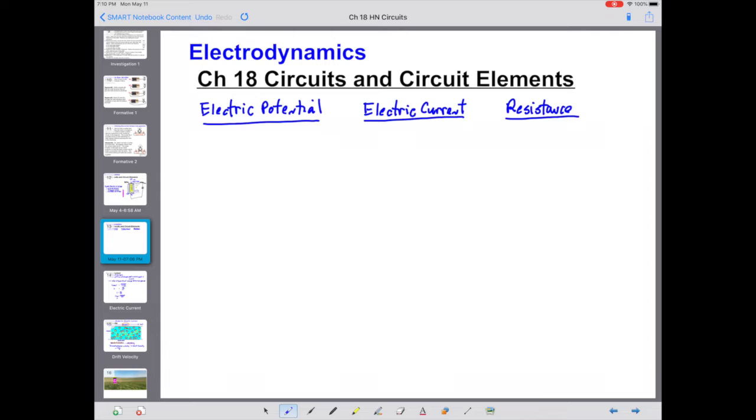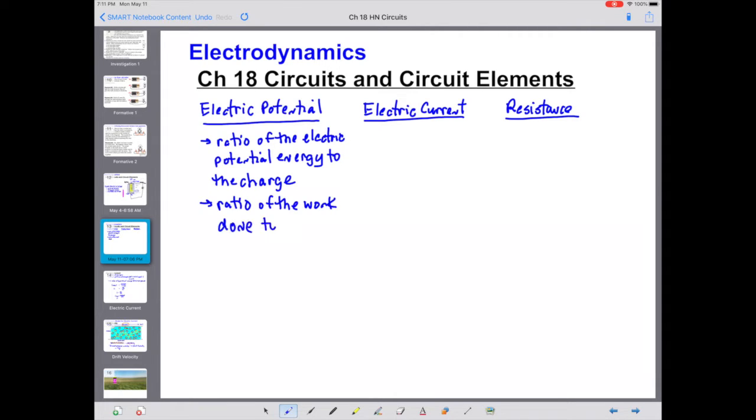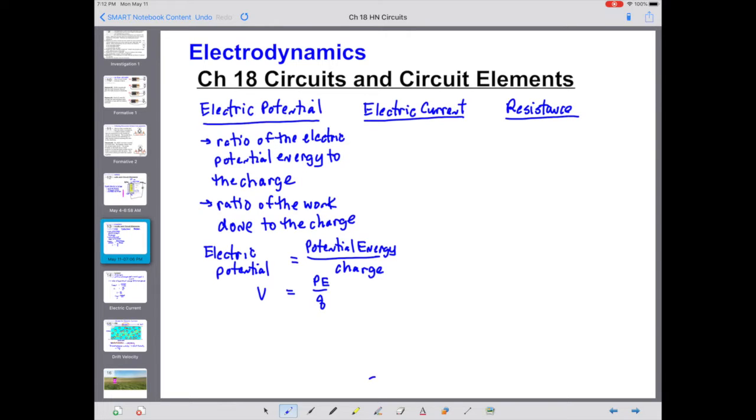Let's start with electric potential. We can overall define it, and then we're going to talk about it conceptually. Electric potential is the ratio of the electric potential energy to the charge, or you can think of it as the ratio of the work done to the charge. So in terms of symbols, electric potential is equal to the potential energy over the charge, which would be V for electric potential, PE for potential energy, and Q for charge. Or we could also write this as V is equal to the work over the charge. In the end, this is basically the number of joules per coulomb.